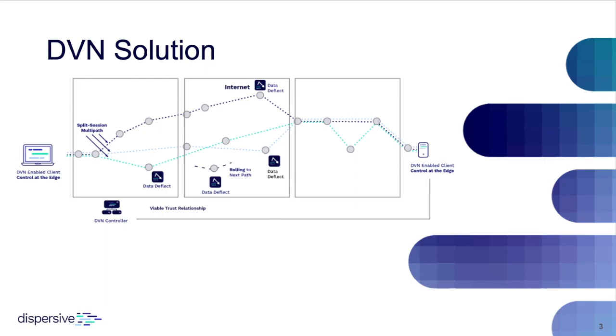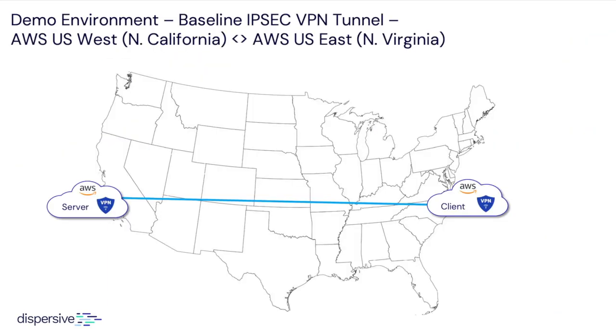Inspired by battlefield proven wireless radio techniques, the Dispersive platform dynamically splits session level IP traffic at the device, edge, or cloud into smaller, independent, and individually encrypted packet streams. In today's demo, we will do a direct comparison between a traditional IPsec VPN environment and a Dispersive environment. For both scenarios, we'll use an AWS-based deployment.